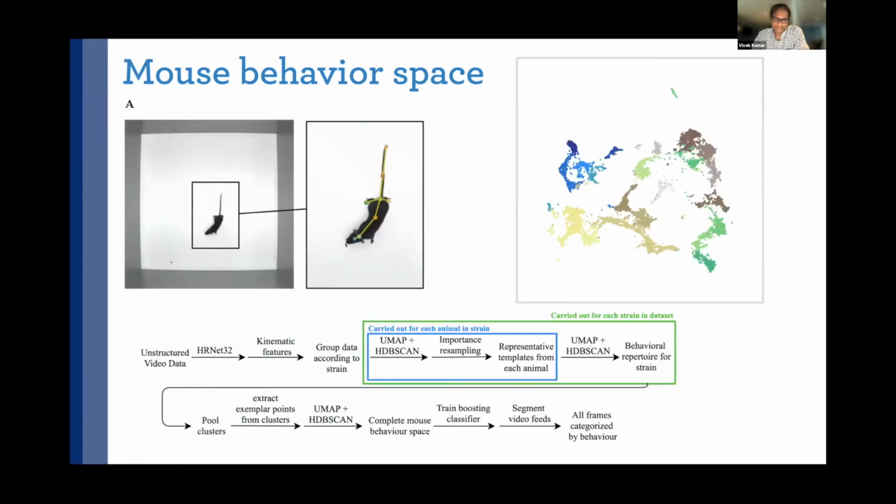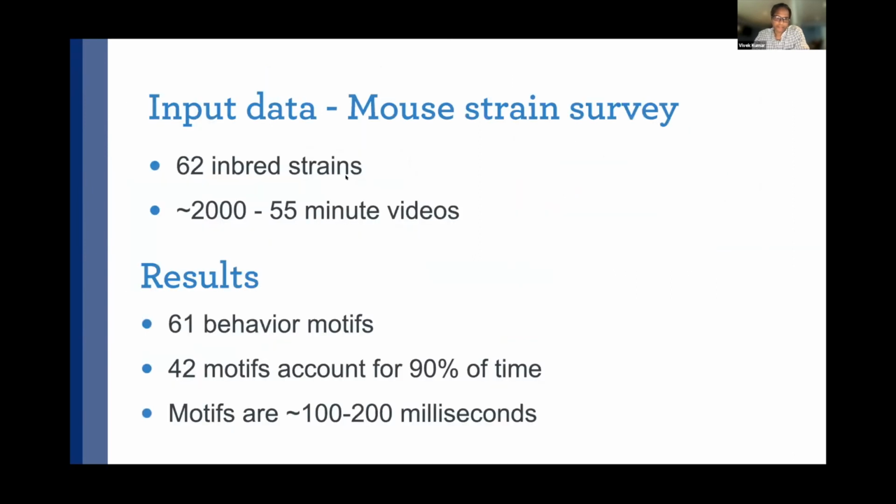The process is fairly complicated, but we start with pose. We go through a series of feature extraction, that's temporal feature extraction, and then we use clustering methods to cluster this. Again, the data that a lot of labs would use is 1 strain or 2 strains. We here have data from 62 different inbred strains, 2,000 animals. So we really are getting a complete picture of what the mouse does in the open field.